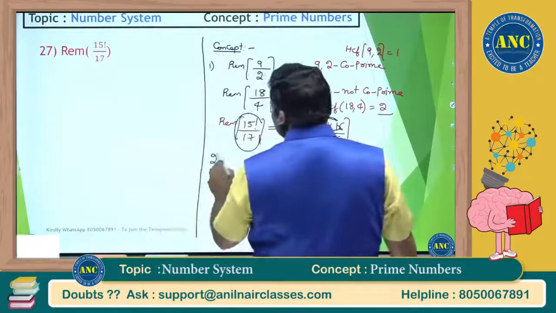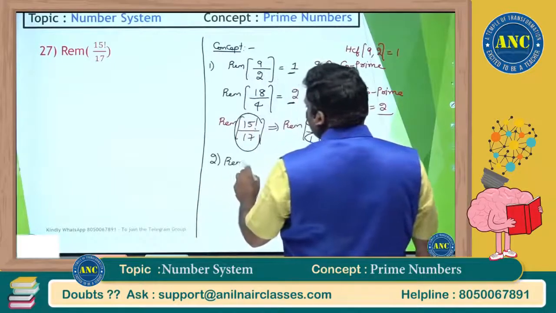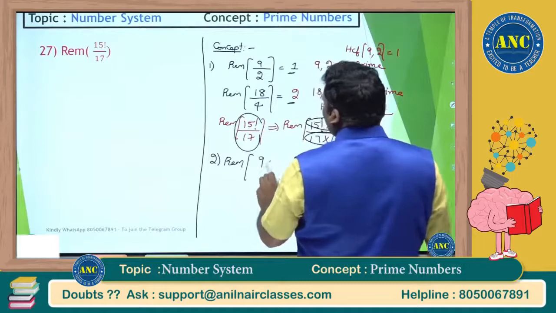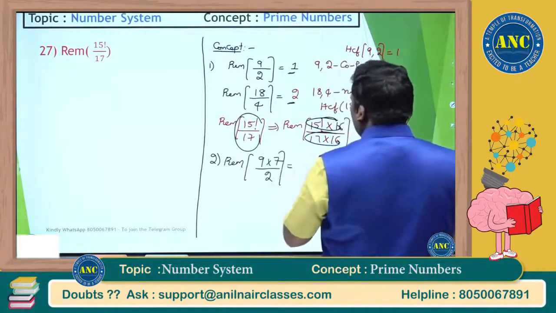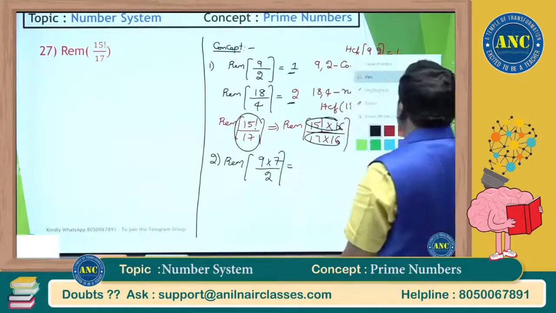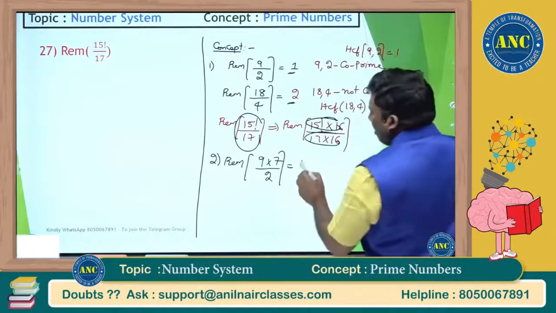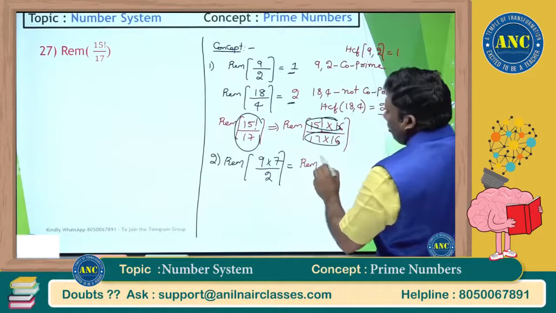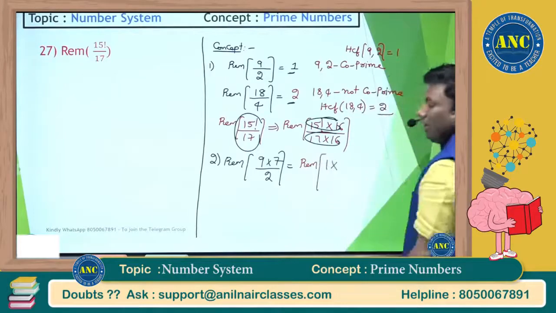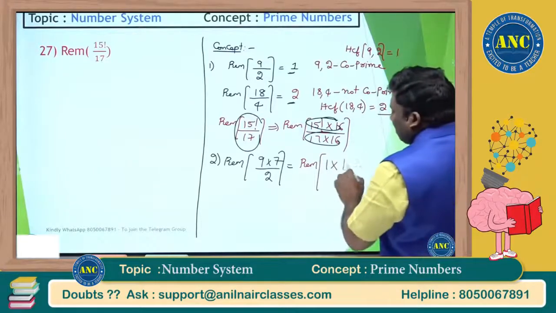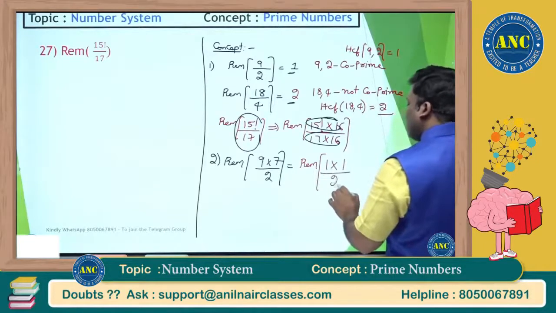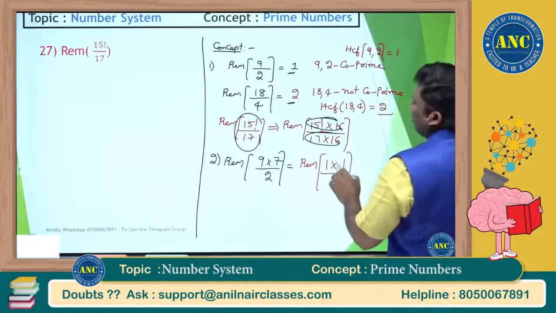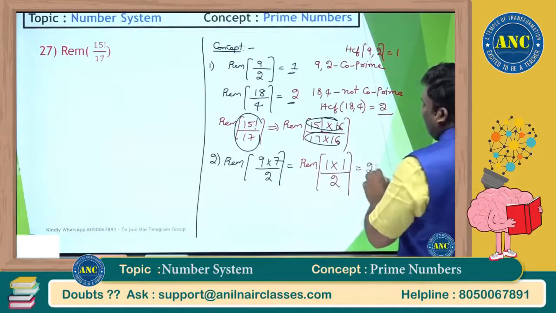Second concept: 9 into 7 by 2. Now see here, 9 divided by 2: 2 fours are 8, remainder 1. 2 threes are 6, remainder 1. As long as the numerator is less than the denominator, here the numerator is less than the denominator.